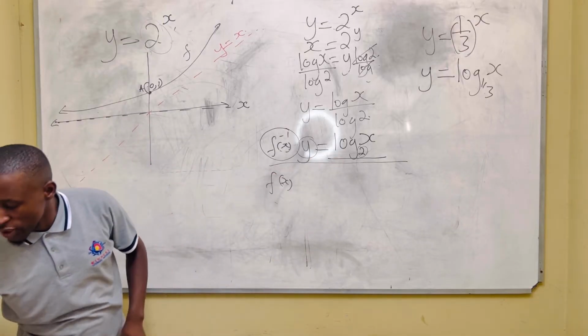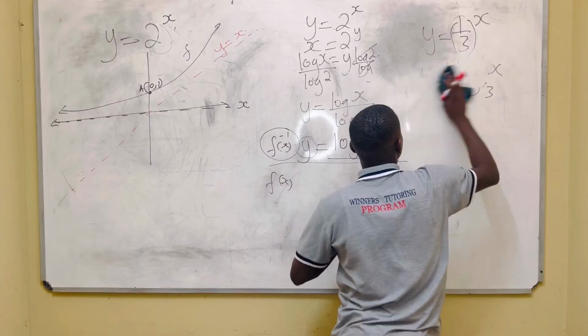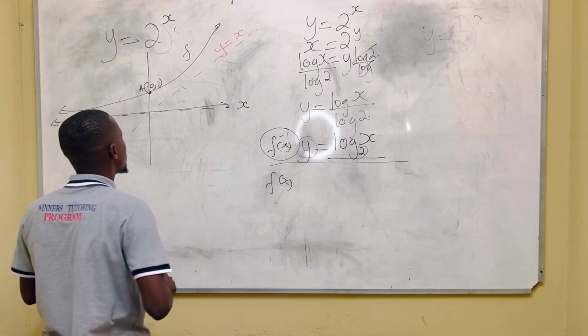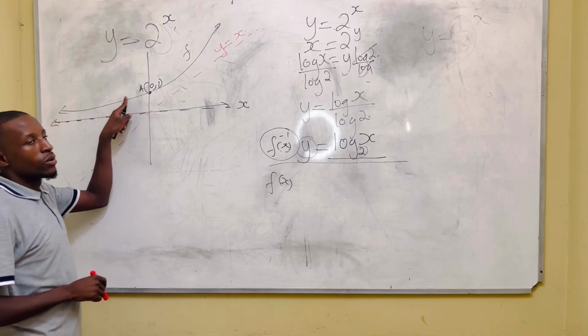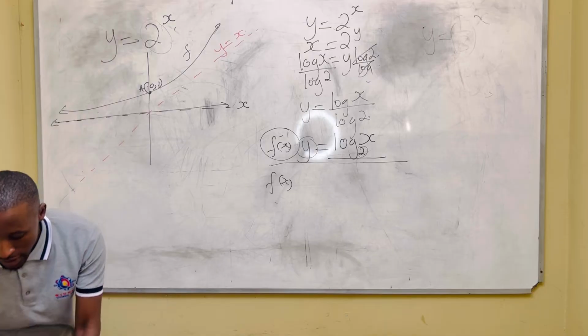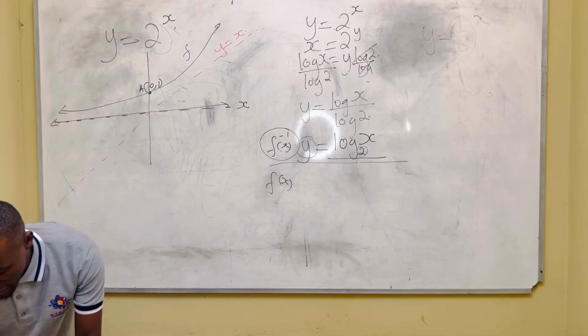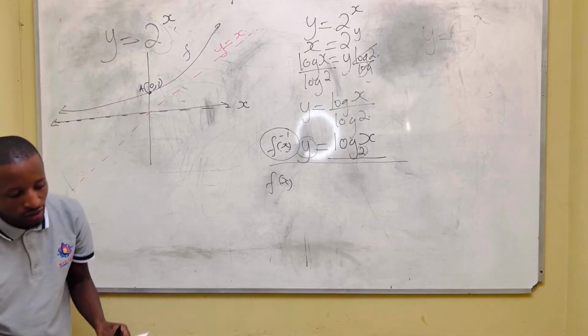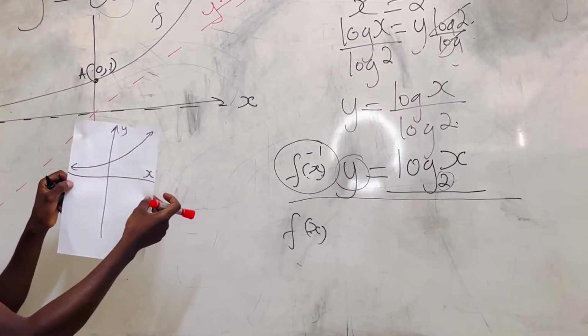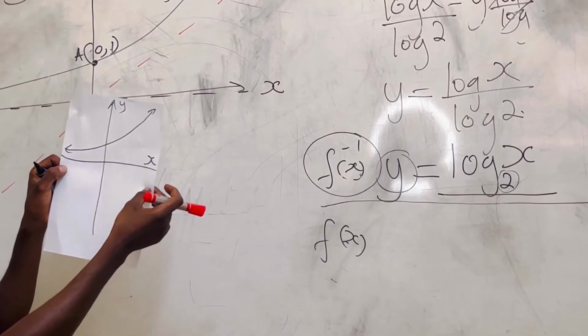So I will show you how to draw the inverse. The first thing you need to know is that if they tell you that we have reflected f across the line y equals x, you're going to get the inverse. To get the inverse, you must first sketch the original function. Our original function in this situation is this one. So we want to see how the inverse is going to be.